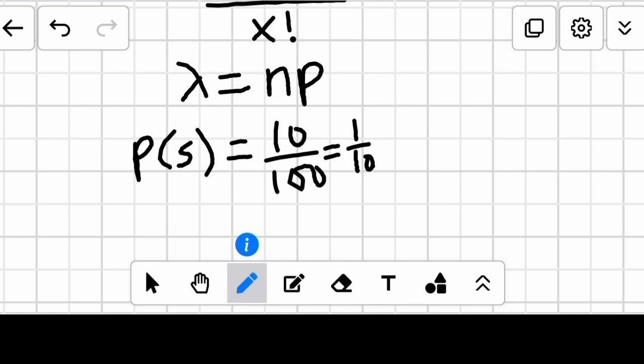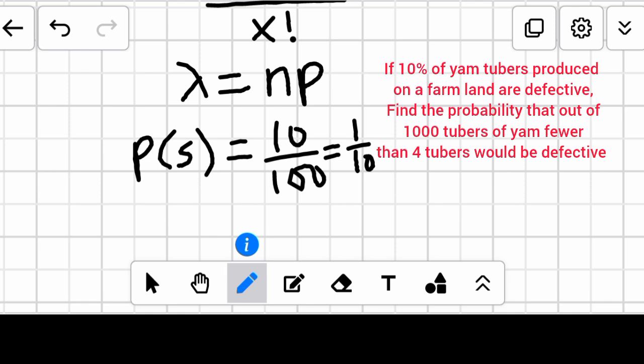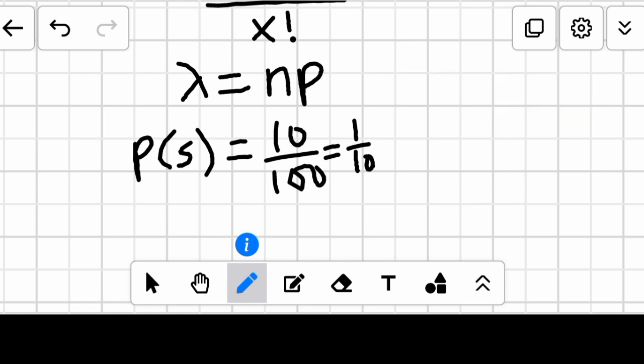Take for instance, the question says that 10% of yam 2-bar produced on a farmland are always defective. Now, we are trying to look for the probability that out of 1,000 2-bars, we are going to have fewer than 4. Fewer than 4 means it could be 0, 1, 2 or 3. When we say fewer than 4, it cannot be 4. So we have 0, 1, 2, 3. Those are the numbers fewer than 4 that would be defective out of 1,000.